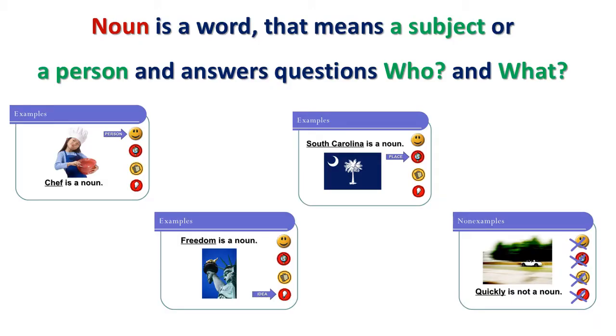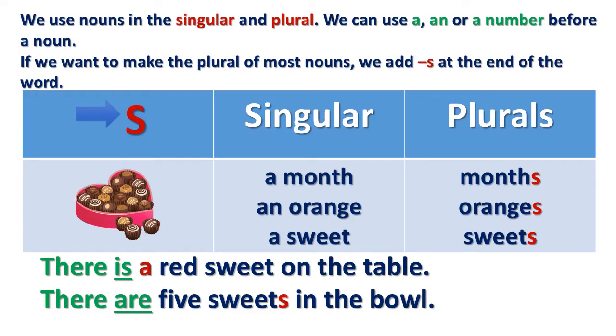Noun is a word that means a subject or a person and answers questions who and what. We use nouns in the singular and plural. We can use a, an, or a number before a noun.